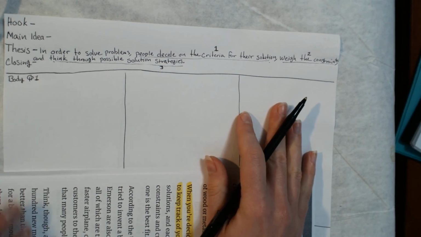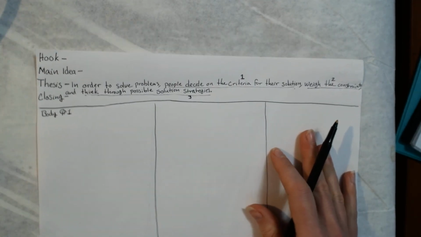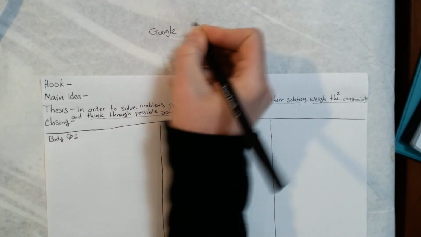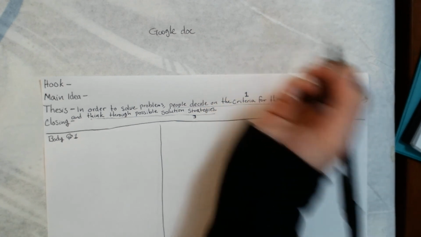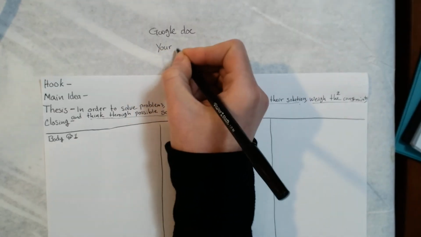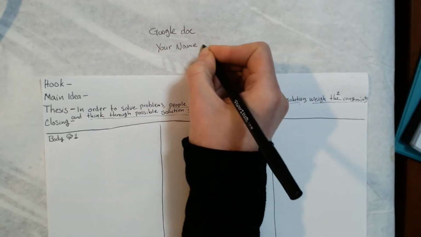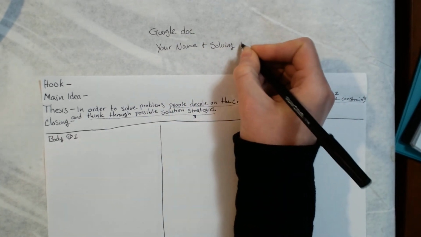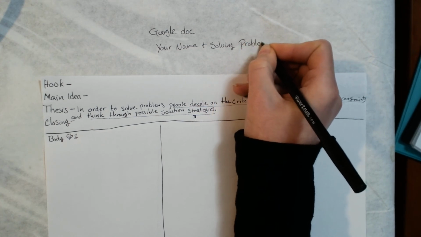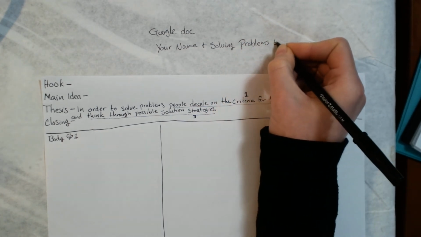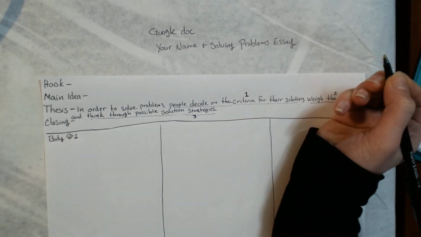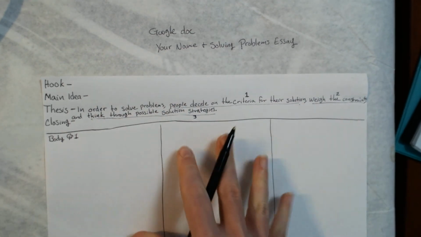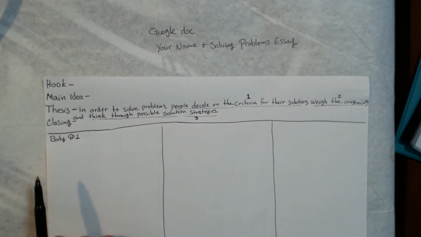What you need to do today is you need to open a document, so make a Google Doc, title it your name, and solving problems essay. Then you are going to type your opening paragraph. Make a plan like mine to keep your writing organized.